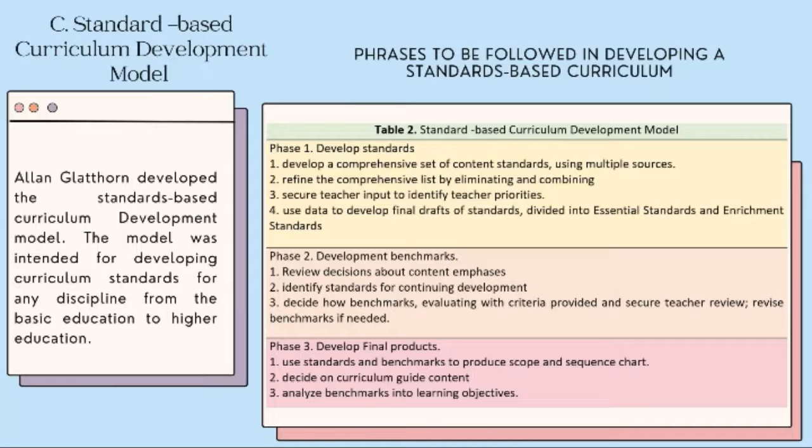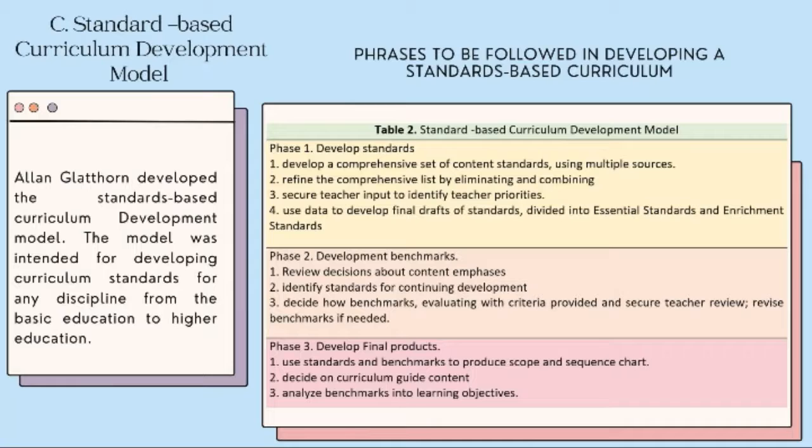This model was intended for developing curriculum standards for any discipline, from basic education to higher education. As shown in the table, Glatthorn identified the 3 phases to be followed in this model, prescribing a sequence of curriculum development activities to develop standards. The 3 phases focus on how the standards can be generated or created and further developed. So what are the phases of this model?